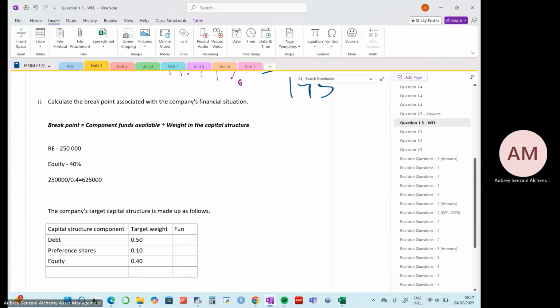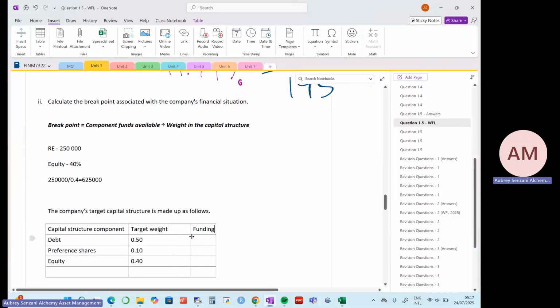Funding. Okay, so we already know at our limit we have 250,000, isn't it? That is 40% of our total funding. Then 10% is what? If this is 40%, we can quickly do a proportion calculation to get what the total should be.